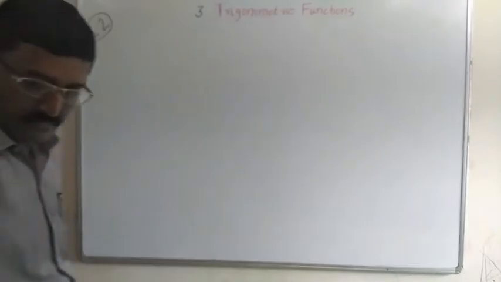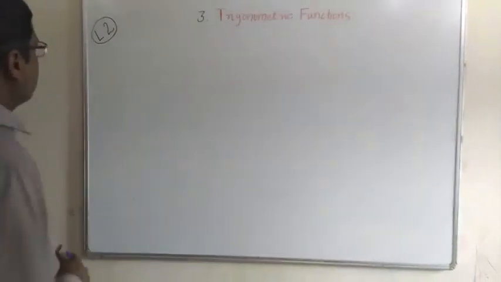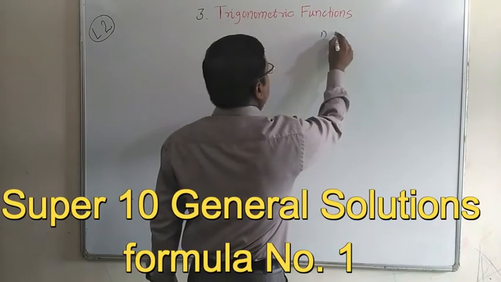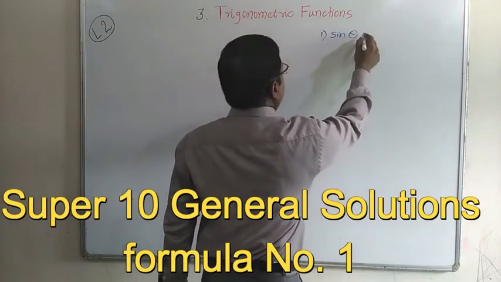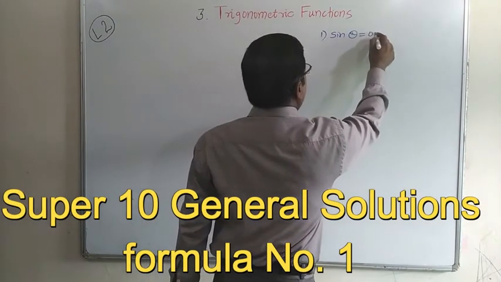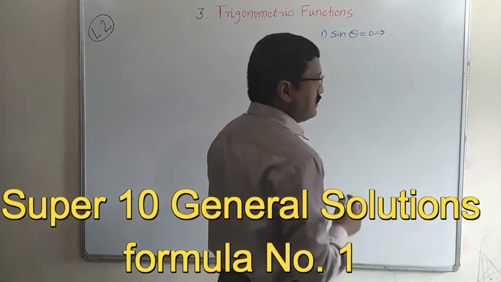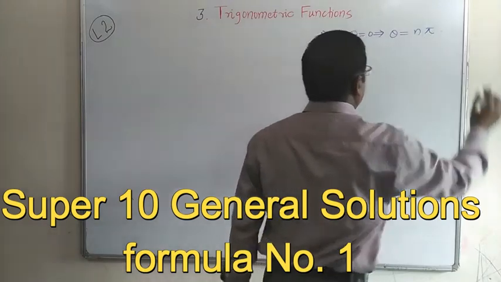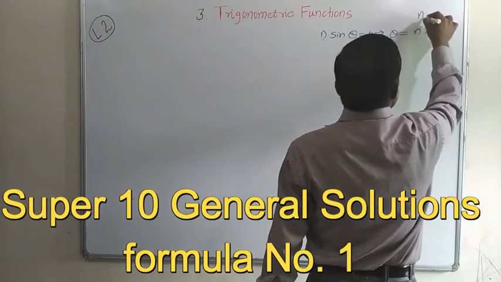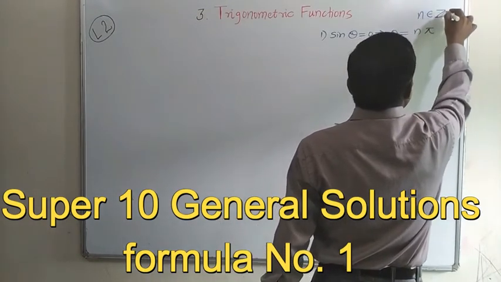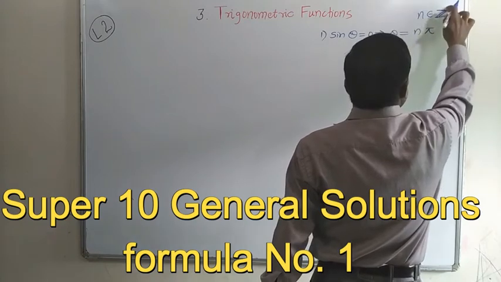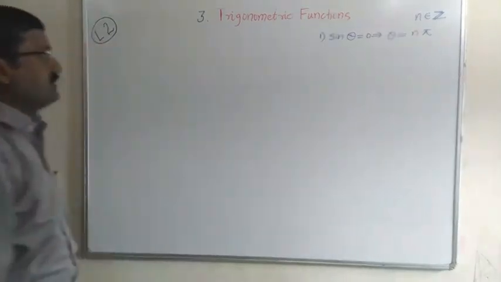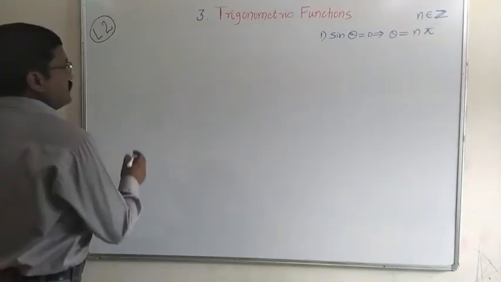First one, result number 1. If sin theta is equal to 0, then theta is equal to n pi, where n belongs to the set of integers, that is Z. Let us see the proof.